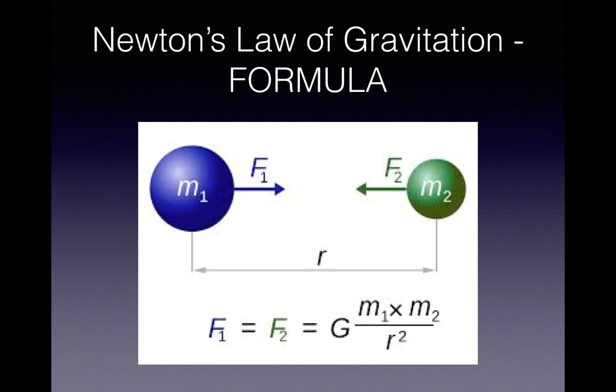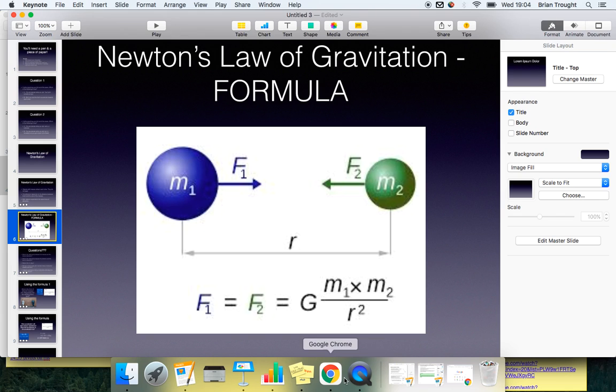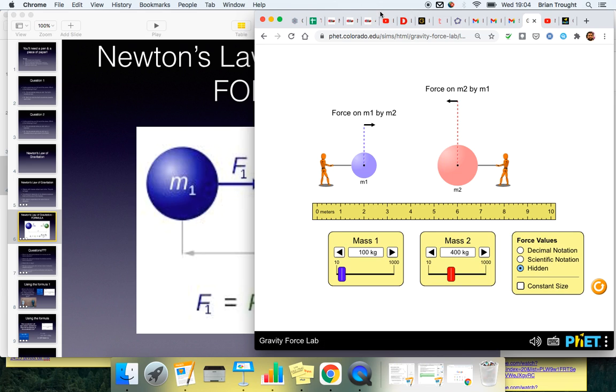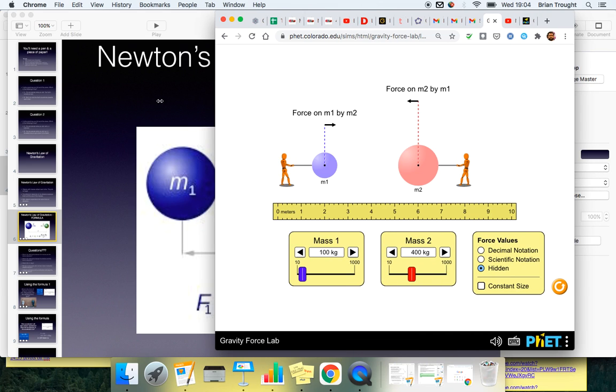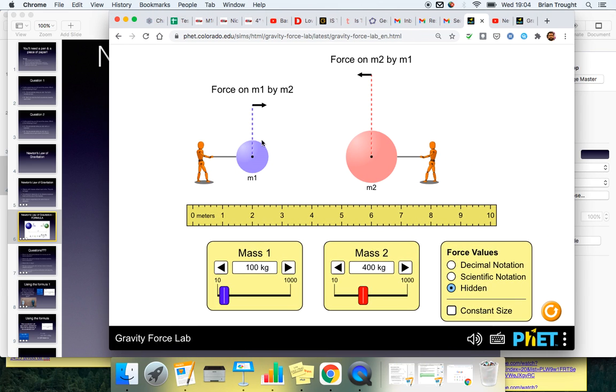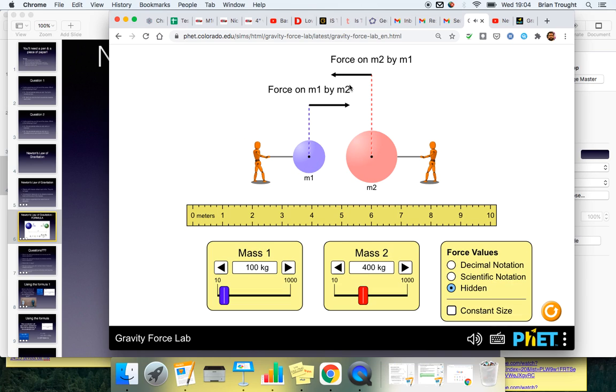Okay, let's have a look at that in action. Now, you can use this app if you want. I googled PhET gravitation, and what we have is mass 1 and mass 2. These are experiencing a force of attraction, and that's equal and opposite. So let's decrease the distance. If I decrease the distance, we can see that the force of attraction increases. And likewise, if I increase the distance, the force of attraction decreases.